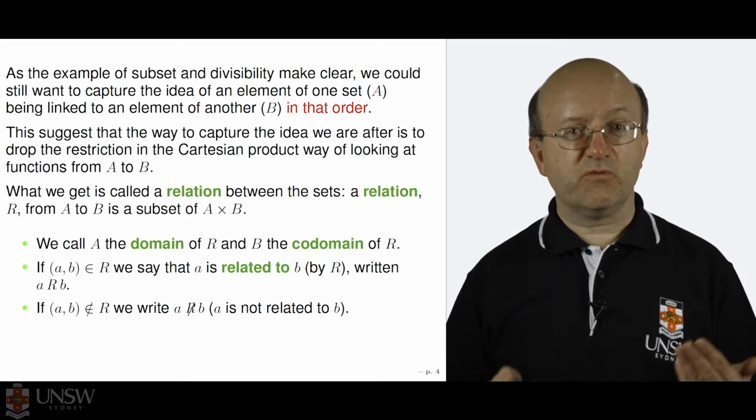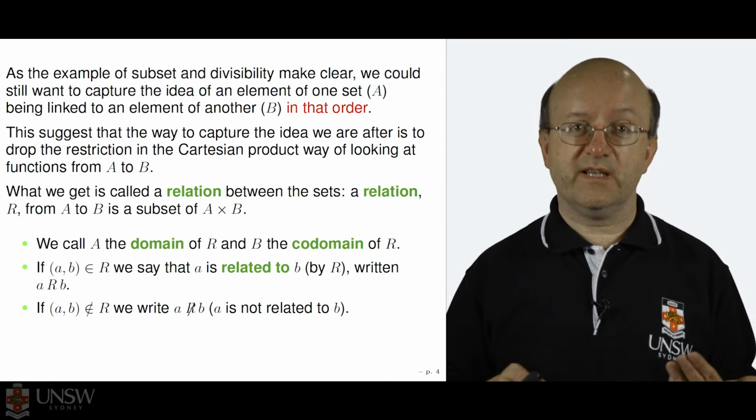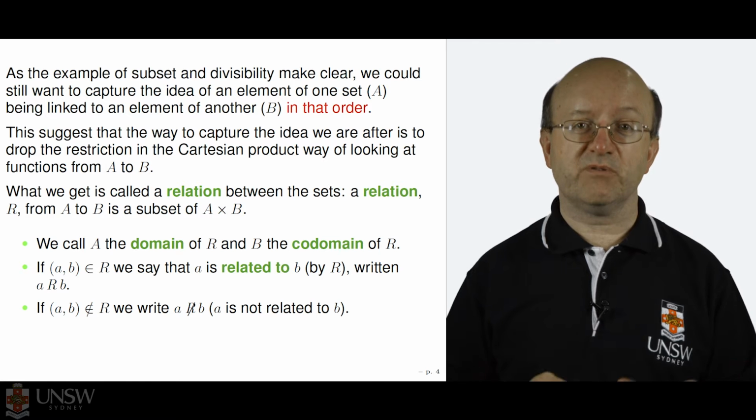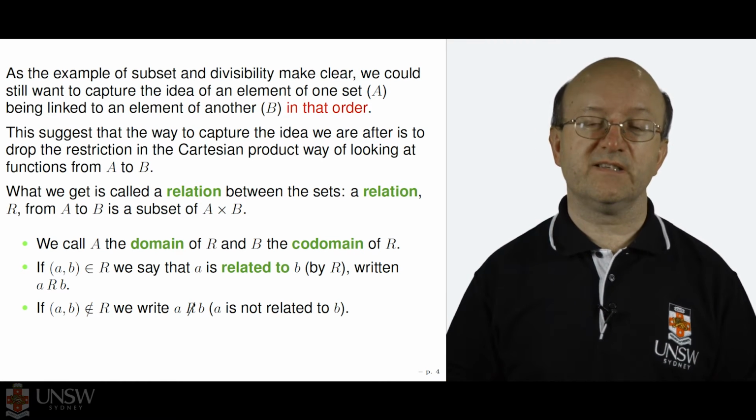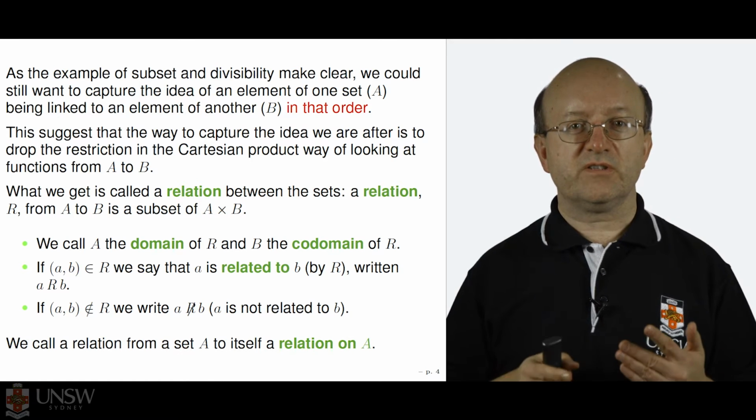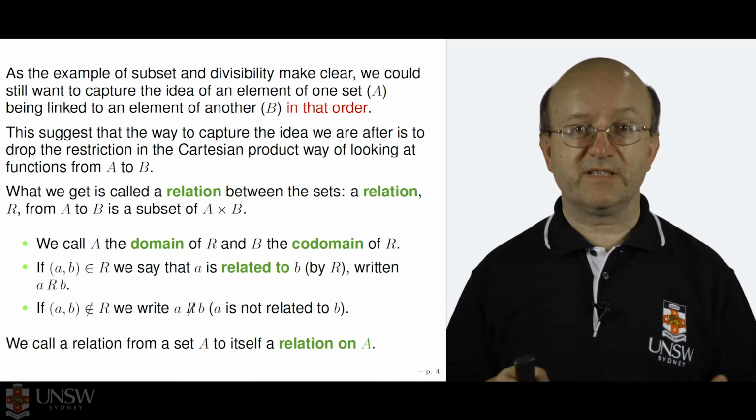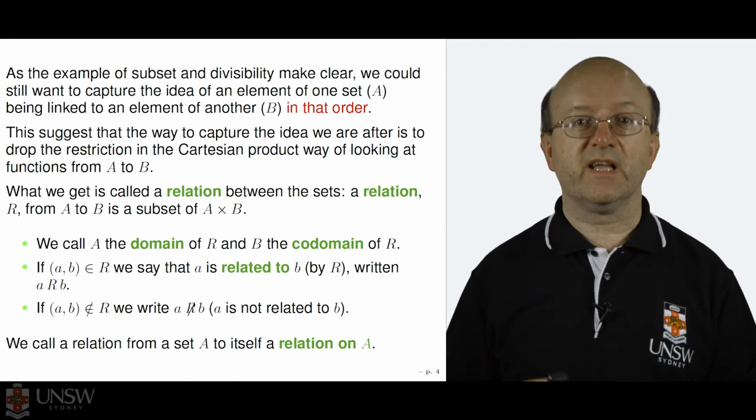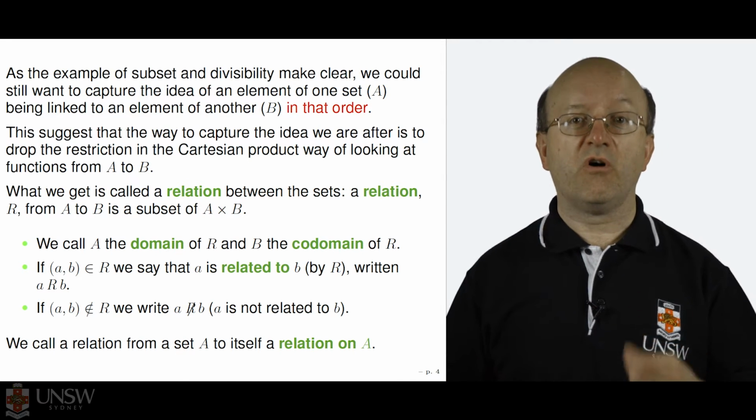If A and B are not related, so if AB is not in the subset R, then we write A not related to B is how we read that. We just put a cross through the symbol R. And finally, for our definitions, a relation on a set, from a set to itself, in other words, a subset of A cross A, is just referred to as a relation on A.